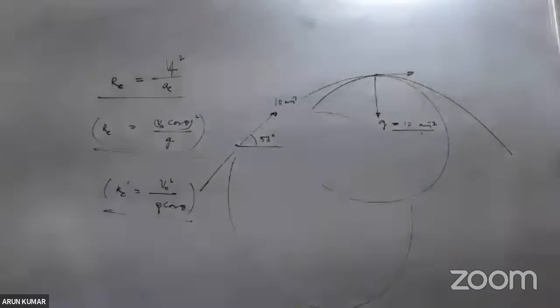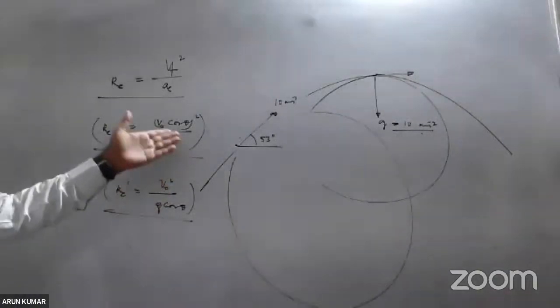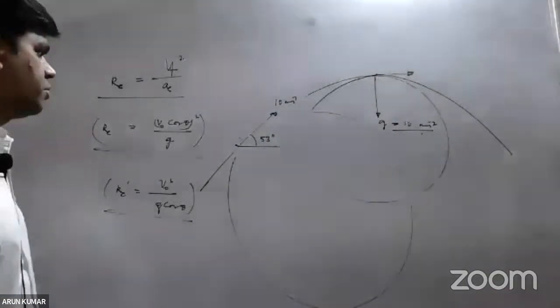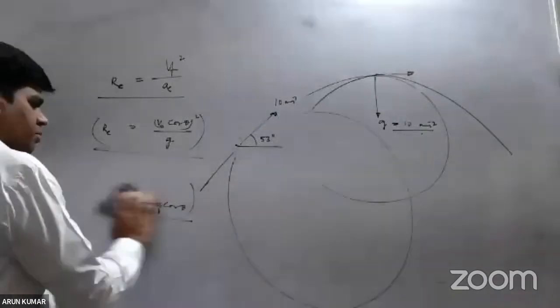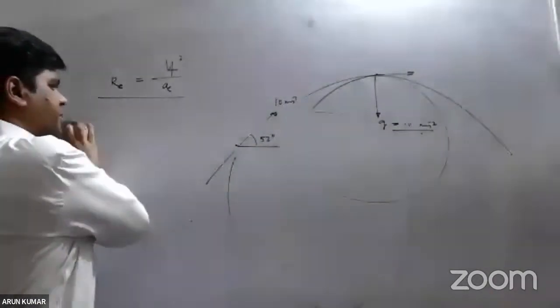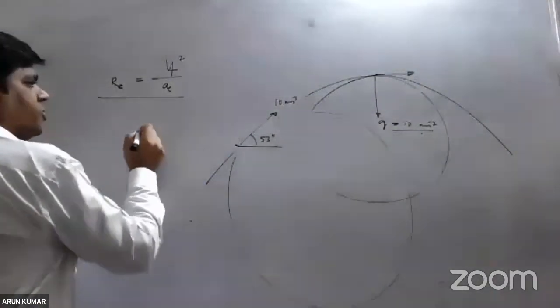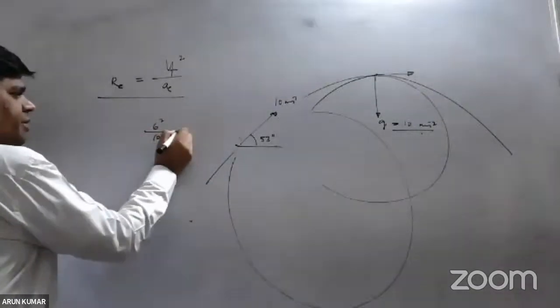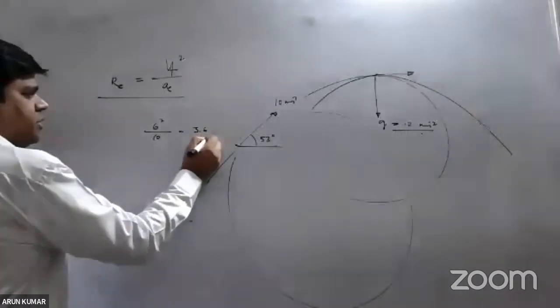So how do I do it? All you have to do is plug in the values here. 10 into cos square 53 degrees, square and by 10. Right. That's it. So 10 cos 53 is how much? 6. 6 square by 10, which is 3.6.